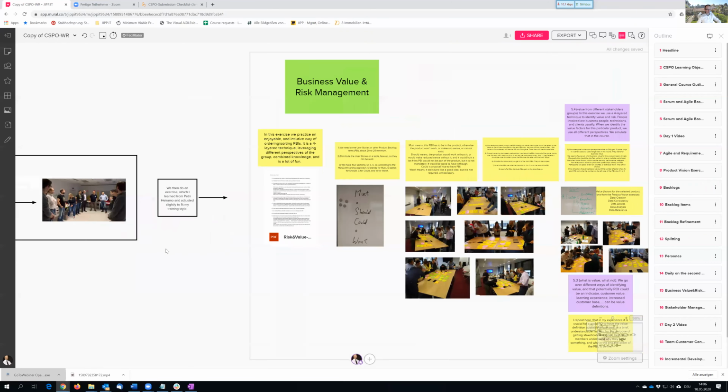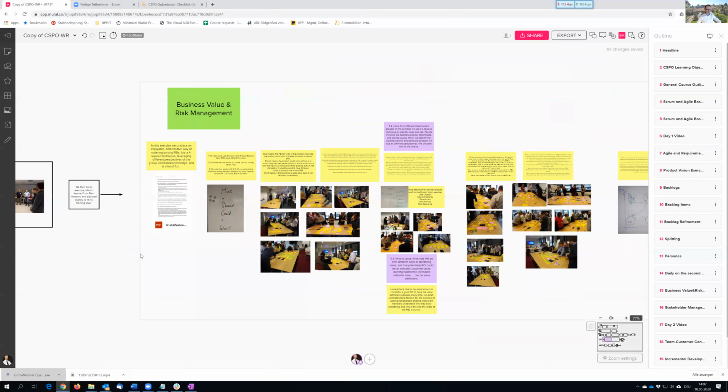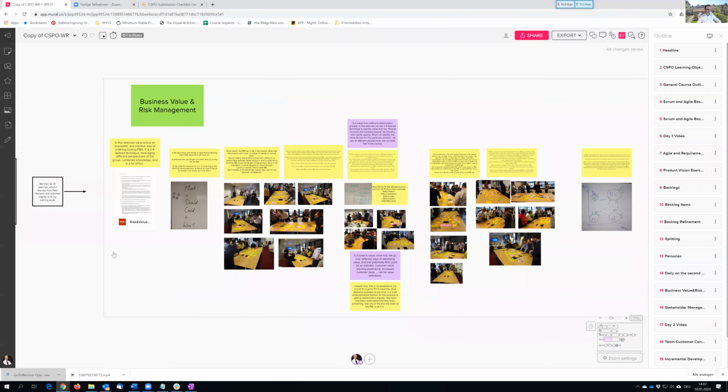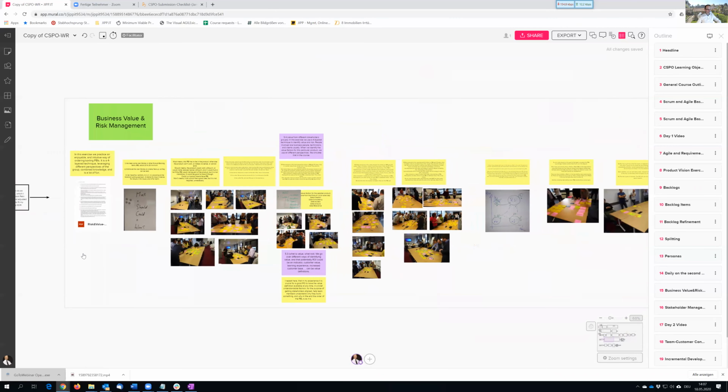After the daily, we go right into an exercise, and this is one exercise I've inherited from my code trainings with Petri Hiramo, and I adjusted a little bit to my needs. It's called business value and risk management. That's the exercise when we talk a lot about business value, about customer value, about how to identify value, later on also about stakeholder management.